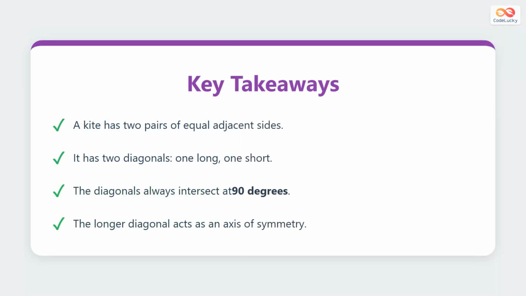To wrap up, remember these three things. 1. A kite has adjacent equal sides. 2. It has two diagonals. And 3. Most importantly, these diagonals intersect at a 90-degree angle.